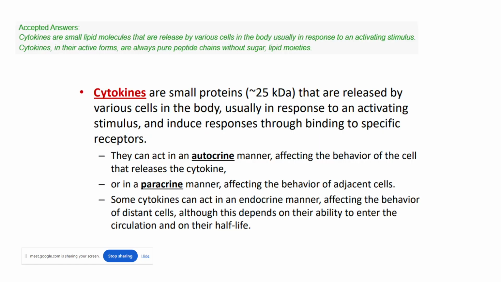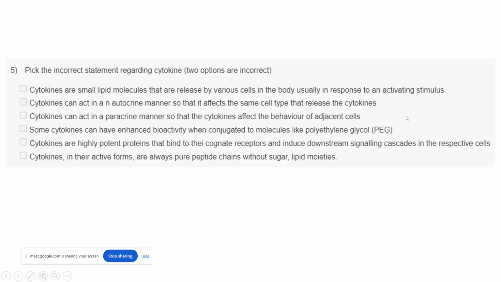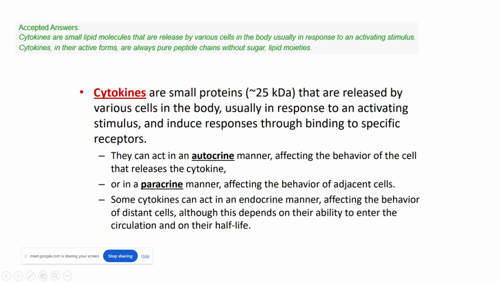Yes, first and last options are correct. The statement that cytokines are small lipid molecules that are released by various cells in the body, usually in response to an activating stimulus, is wrong. Instead, cytokines are small proteins that are released by various cells in the body in response to activating stimulus. And cytokines in their active forms are not always pure peptide. They could have attached sugar or lipid moieties. The rest of the options are correct as mentioned here. They act in an autocrine manner or paracrine manner.